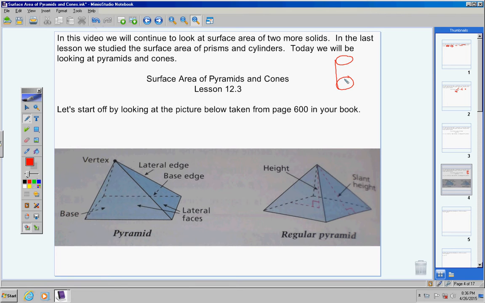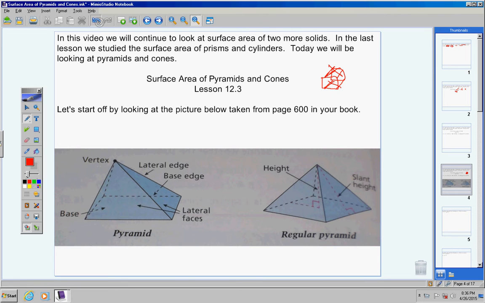If you have a cylinder, the lateral surface area would be the surface area of the side, not the top, not counting the bases. Same thing with a rectangular prism. We learned this last week. If you have a rectangular prism like this and I said find the lateral surface area, that would be the surface area of the sides, not counting the top or the bottom.